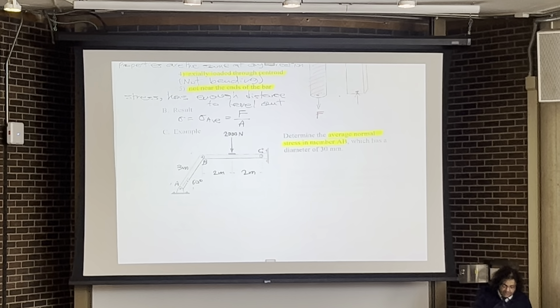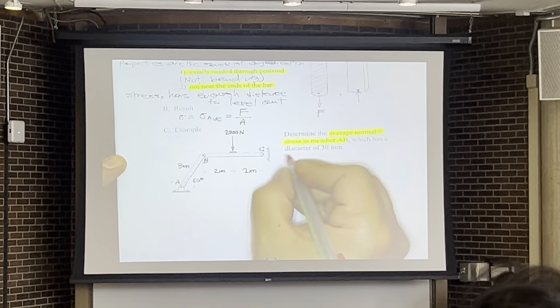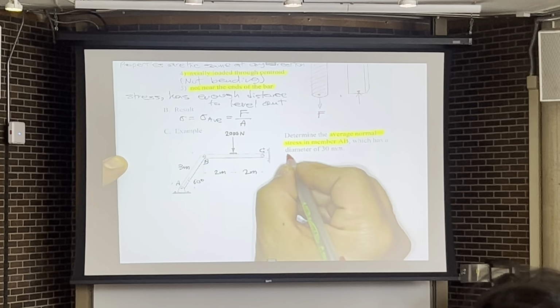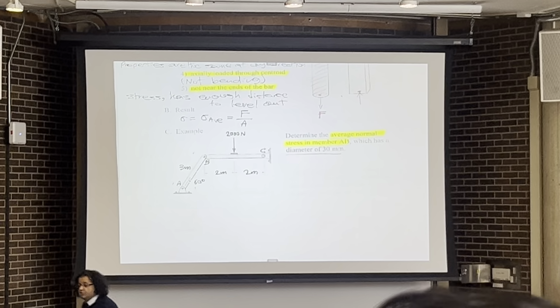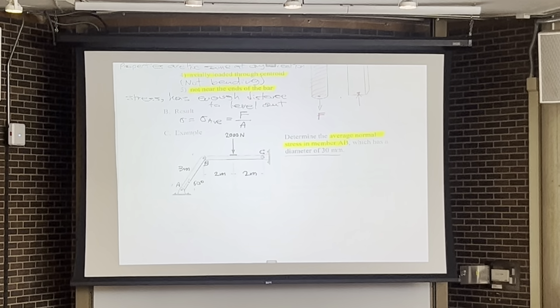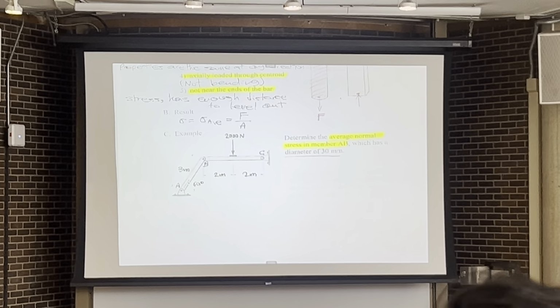And the diameter of that member is 30 millimeters. So it means that AB has a circular cross section. So, how should I answer this question? What should I do first? You have the equation, you have the information about the area, you can simply calculate the area of member AB.